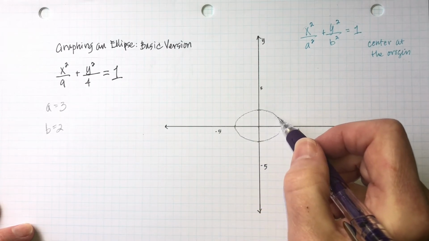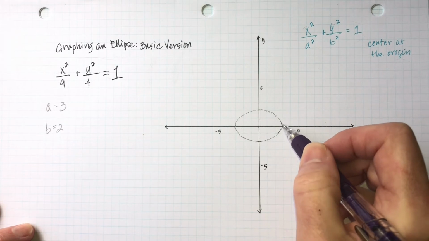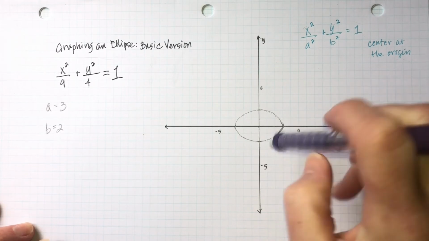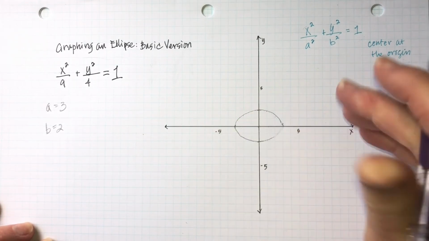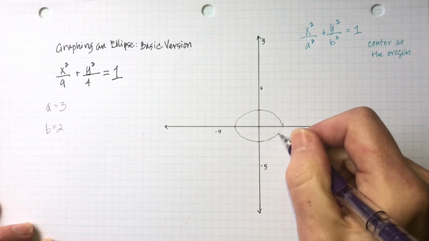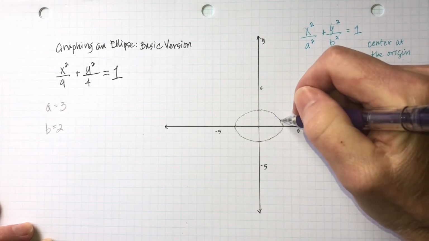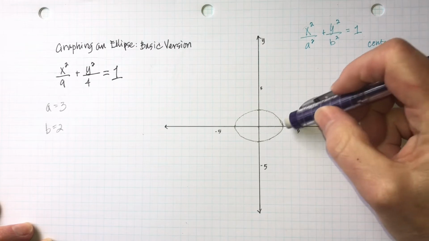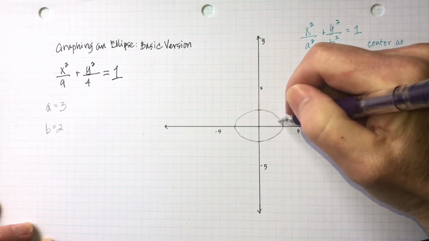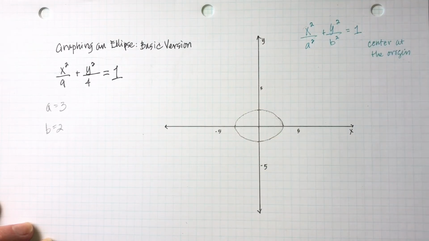So, kind of rounded, and I missed that one, but no big deal. I can just tidy that up a bit. It doesn't have to be perfect, but anyway, you want it to be kind of like that. So now we have our ellipse shape.